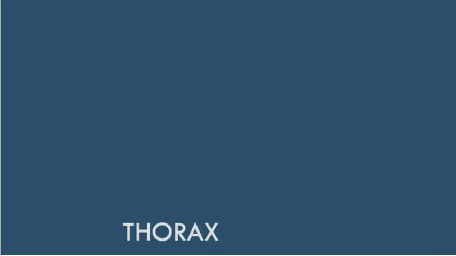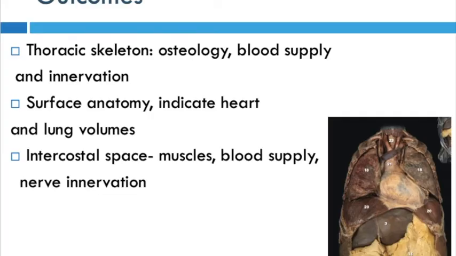So if we look at our outcomes, here you can see we're going to look at the thoracic skeleton, which we have done quite a bit of during the practical today. And we are going to look at surface anatomy structures, indication of the heart, where will we find the heart, and also at lung volumes. And then something that we have done in a separate video already is the intercostal space. And I will also specifically talk about the blood supply of the intercostal space.